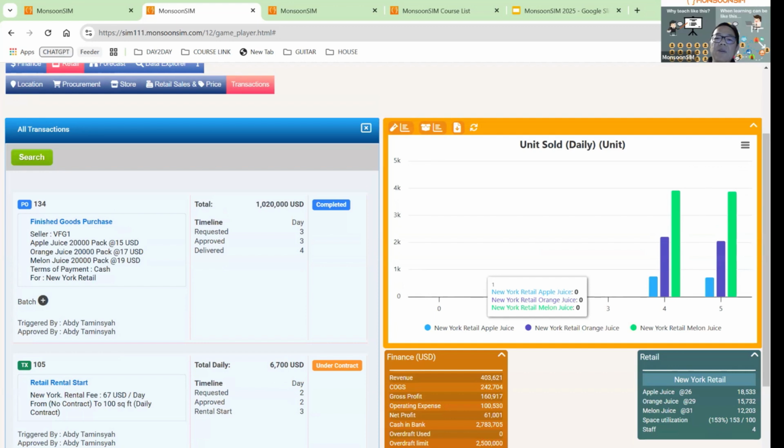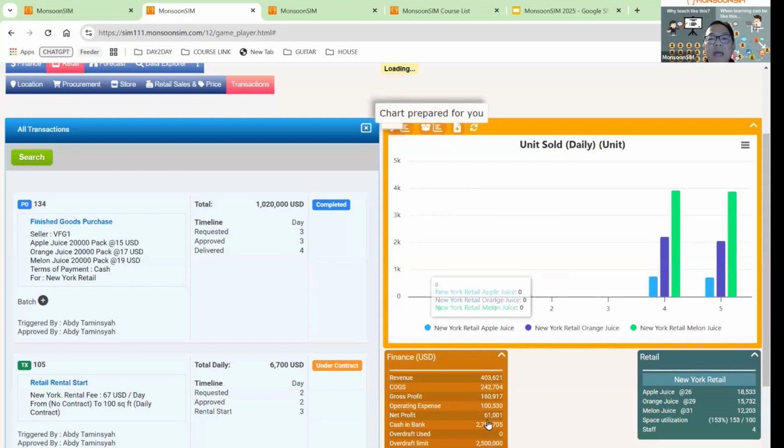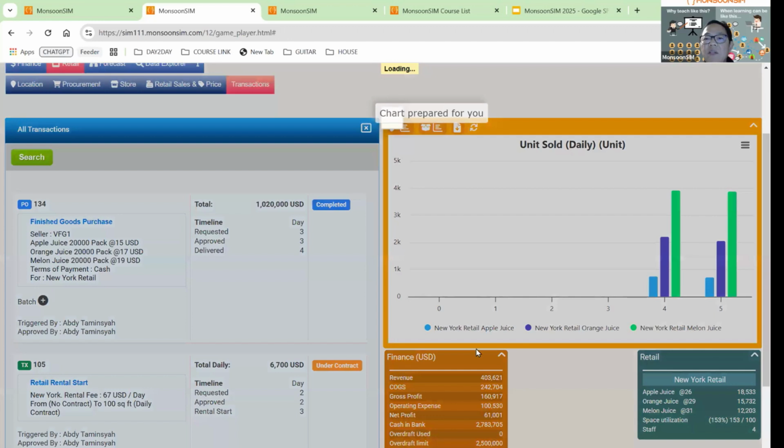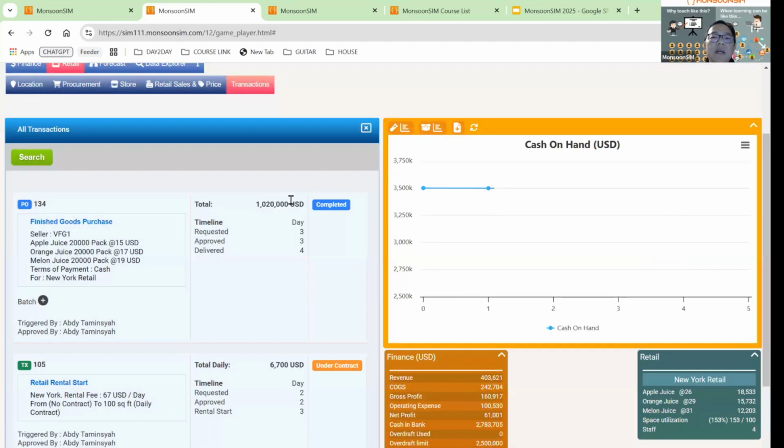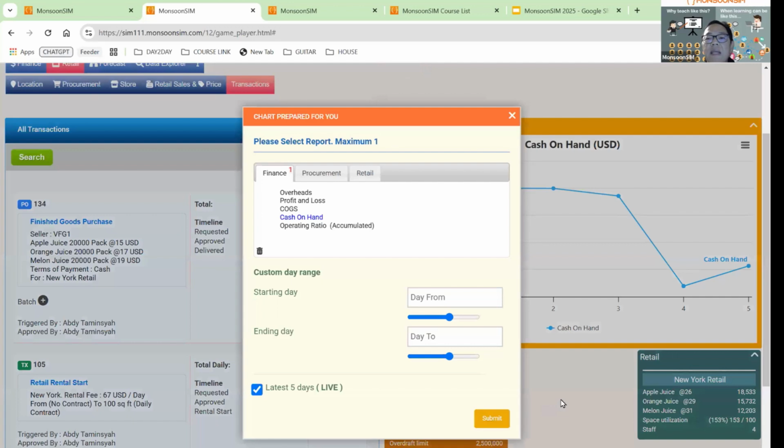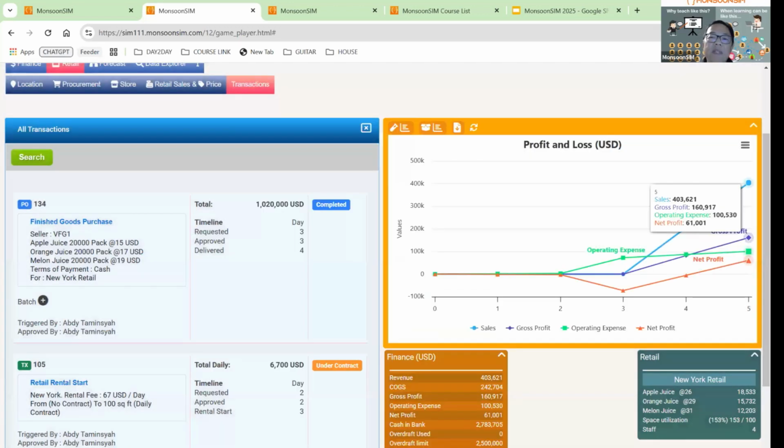Okay, so there you have it. We have sales coming in, we have gross profit, we have net profit, and I'm starting to have net profit. I can look at my cash on hand, how our cash on hand is going, and my profit. I can look at my profit and loss, and I can see that it is beginning to come up like that. So every picture tells a story. It's up to the student to reflect back to the teacher what they have discovered.